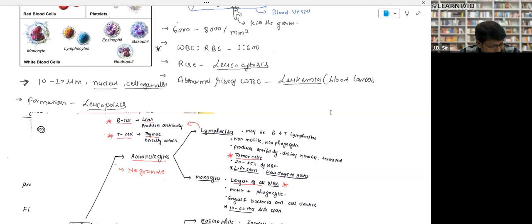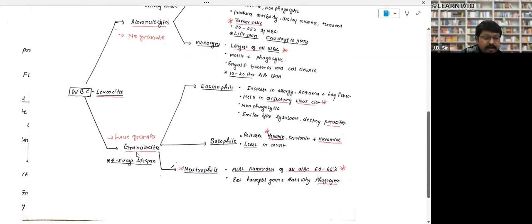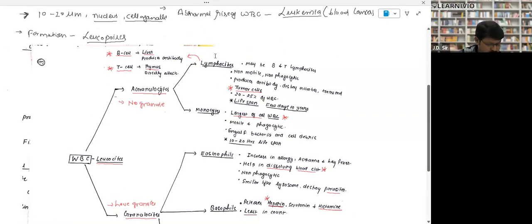The WBC are of two main types: granulocyte and agranulocyte. Agranulocyte is further divided into lymphocyte and monocyte.